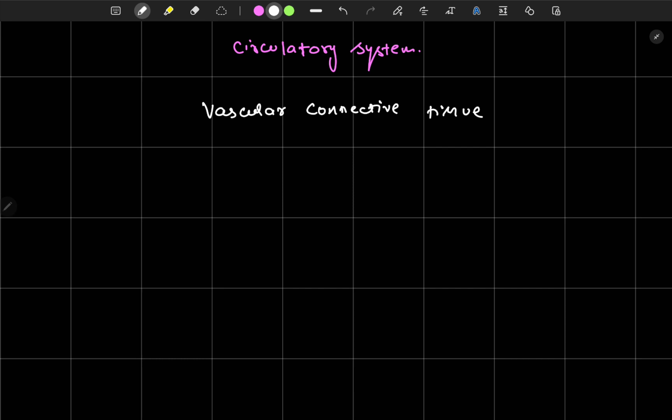So let's begin the topic. The topic is short: circulatory system. Okay. So first of all, I would like to tell you about the vascular connective tissue. So vascular connective tissue consists of two parts, that is, one is blood and another is lymph.